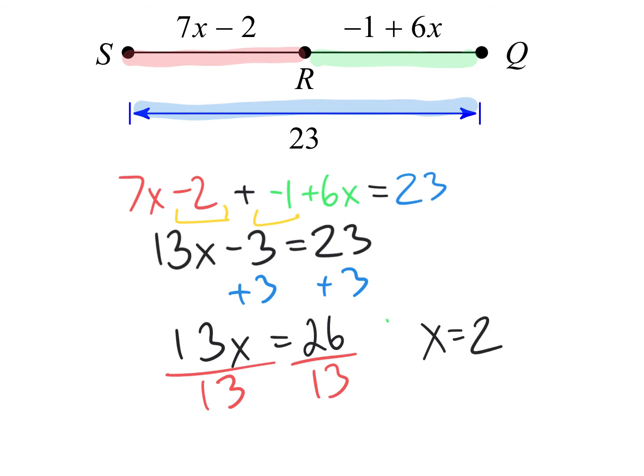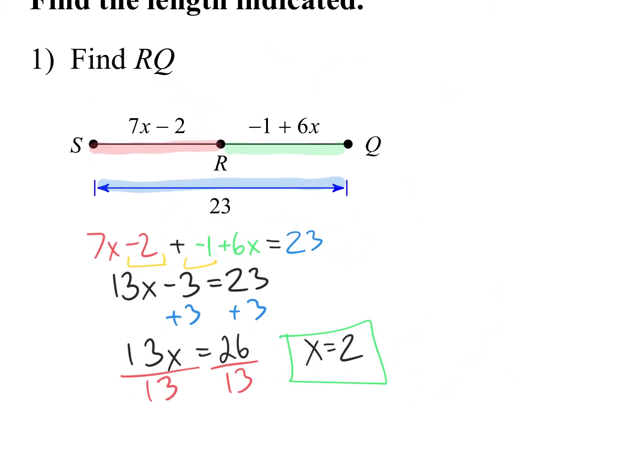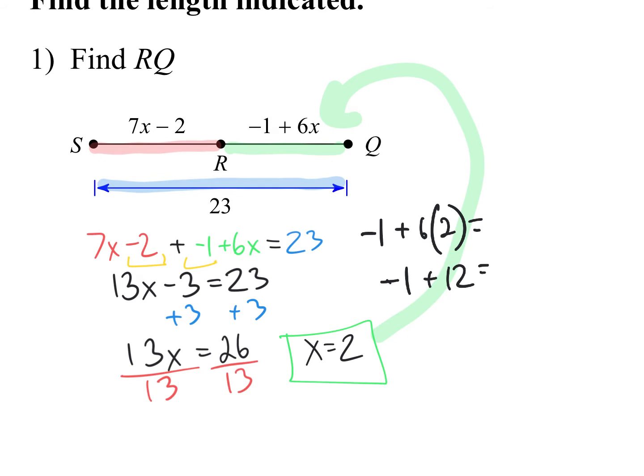All right, but we are not done yet. What we're going to need to do is substitute this value back into RQ. So let's do that right now. -1 plus 6, open parentheses 2, that's going to give us what? Well, -1 plus 12 equals 11. 11, ladies and gentlemen, is the correct answer. 11 is the length of RQ.